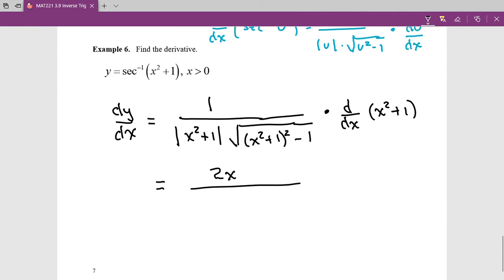Okay, so once again, let's just write this as one big fraction. Down in the denominator, do I really need the absolute value bars there? X squared plus 1 is always positive. So we can just drop those in this case. Let's simplify the root now. So I could square x squared plus 1, x to the 4th plus 2x squared plus 1 minus 1.